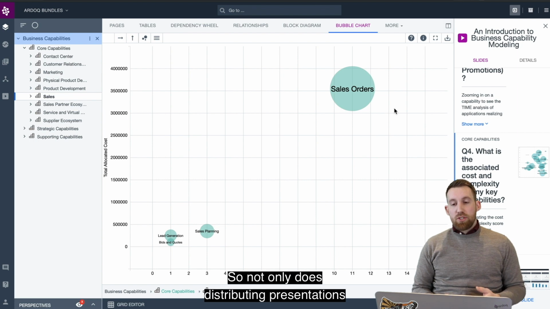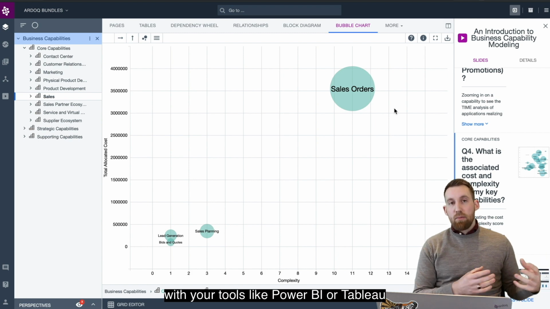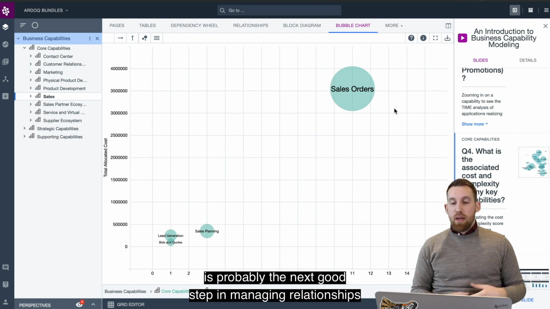Again, that's just one part of the platform, but actually meeting your colleagues where they work is really key. So not only just distributing presentations, but also integrating all this data that you've been able to enrich in Ardoq with your tools like Power BI or Tableau is probably the next good step in managing your relationships with those C-level stakeholders.